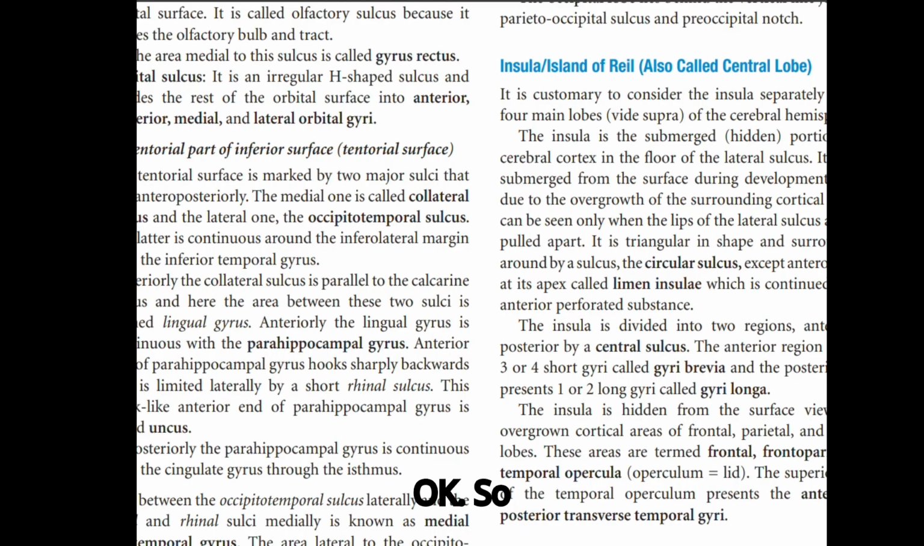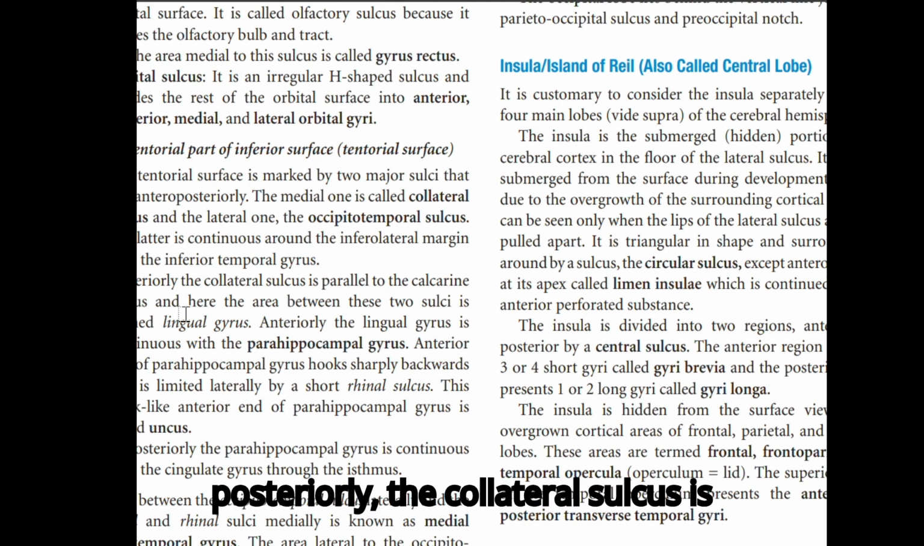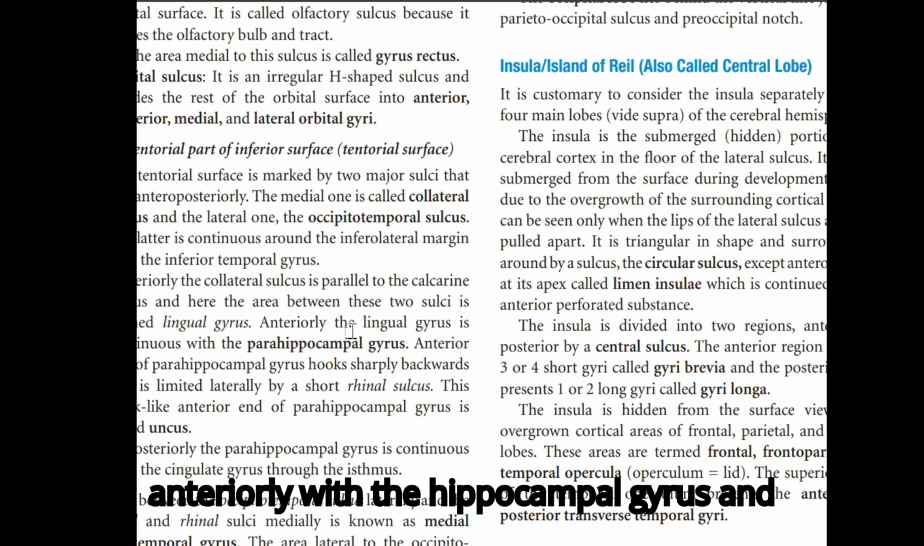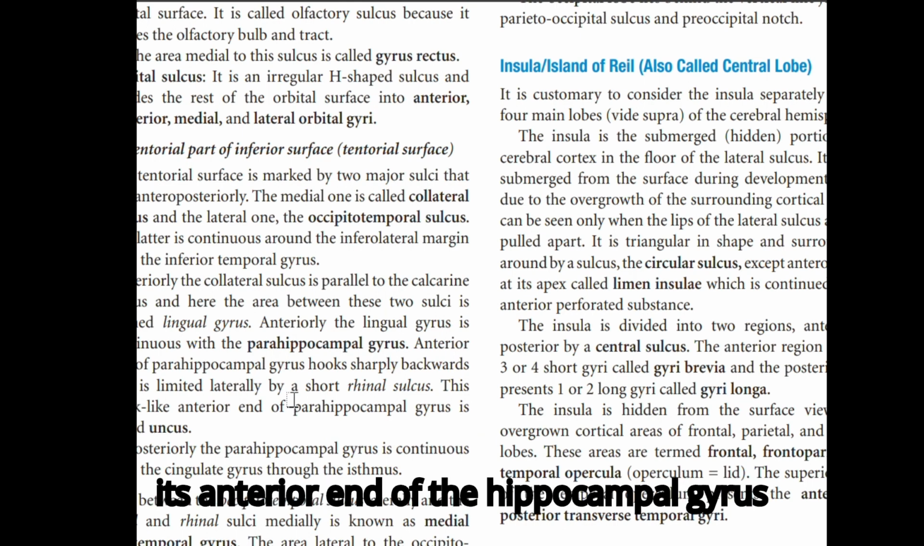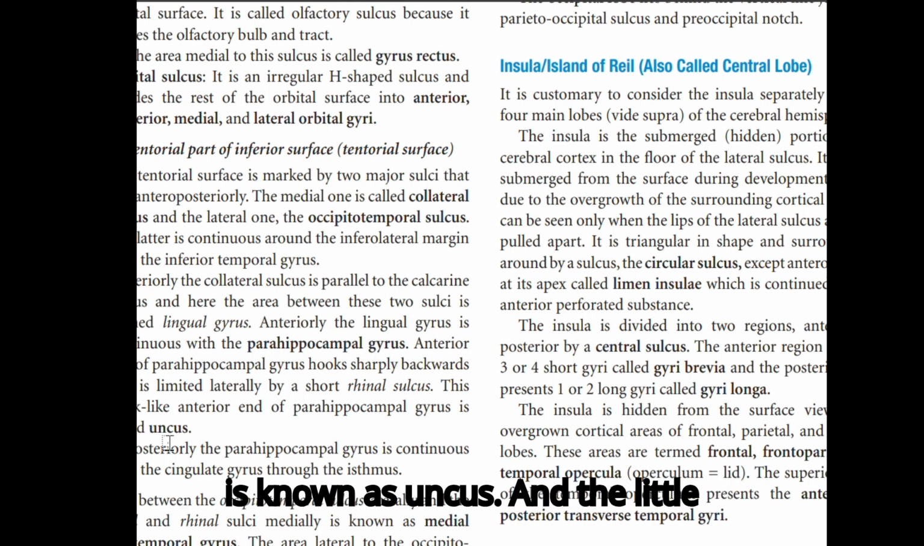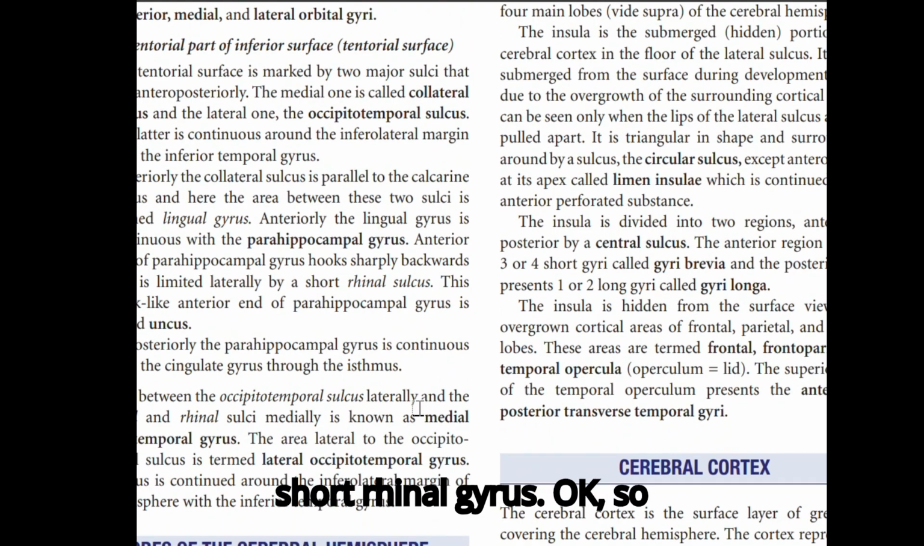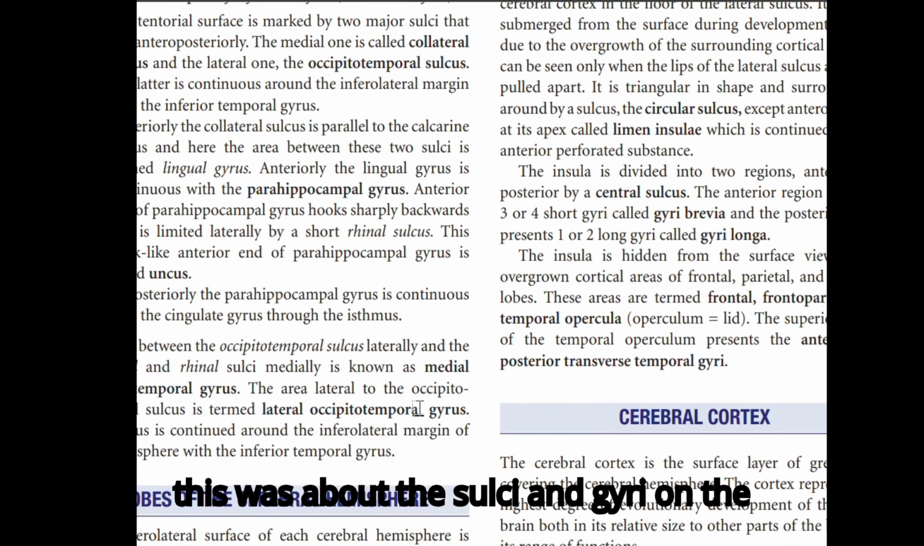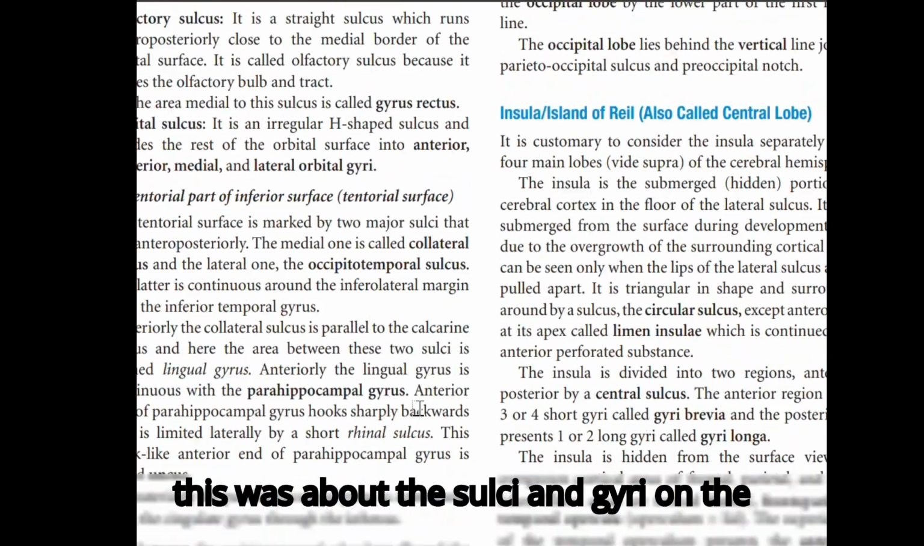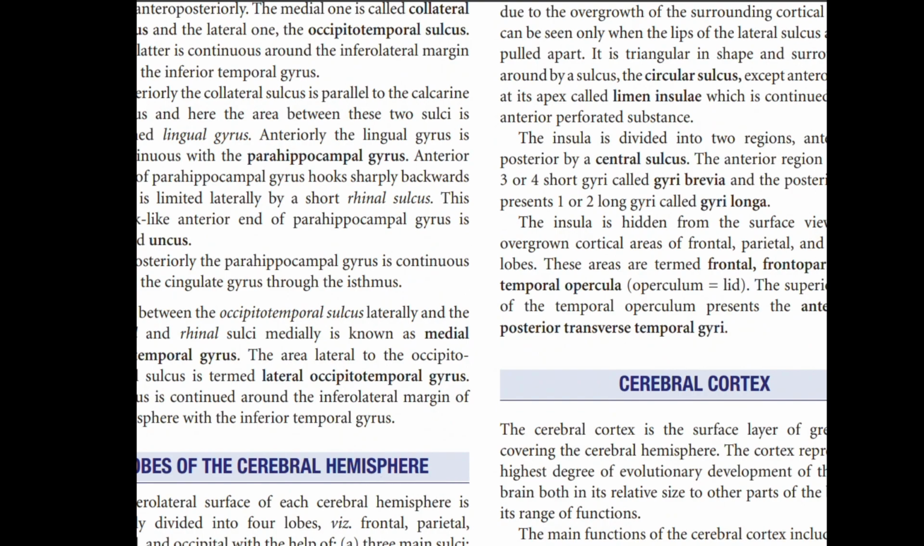Posteriorly, the collateral sulcus is parallel to the calcarine sulcus, and the area between these two sulci is the lingual gyrus, which is continuous anteriorly with the parahippocampal gyrus, and the anterior end of the parahippocampal gyrus is known as the uncus. Lateral to the parahippocampal gyrus, we have the rhinal sulcus. Okay, so this was about the sulci and gyri on the inferior surface.